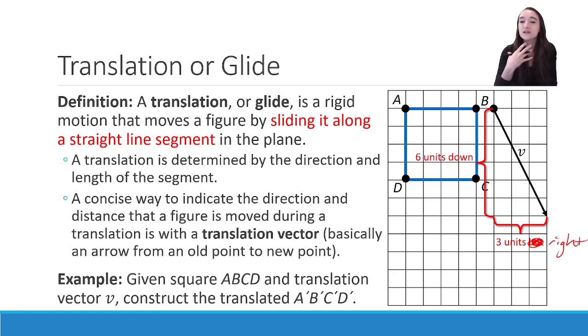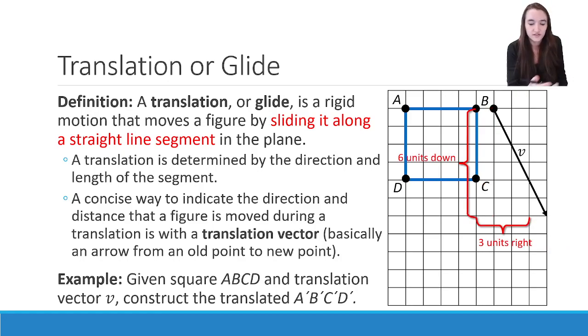So, 6 units down, 3 units to the right. Then we are going to apply this to every single one of the points on this square. So we're going to take A, go 6 units down, 3 units to the right. B, 6 units down, 3 units to the right. C, 6 units down, 3 units to the right. D, 6 units down, 3 units to the right. That's exactly what we'll do. That's what it's going to look like to glide this square along the translation vector.